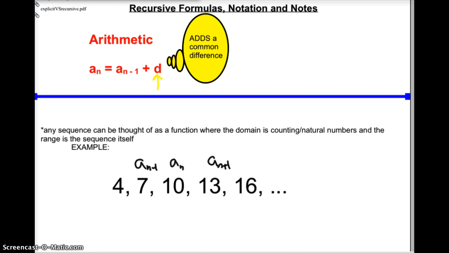So let's take a look at this. Let me erase my notes here. What's the first term in this sequence?